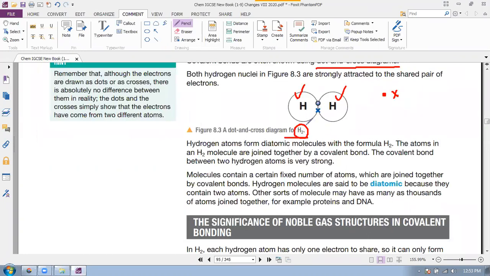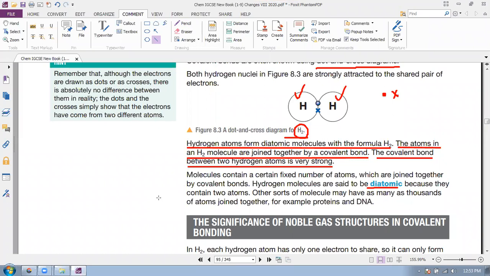And that's why hydrogen is called diatomic. See here, there are two atoms. Hydrogen always stays as a diatomic molecule. Won't you mark it? A diatomic molecule. And the atoms in an H2 molecule join together by a covalent bond. And this covalent bond is very strong. It is difficult for us to break these covalent bonds. High energy is required to overcome this force of attraction, or covalent bond.